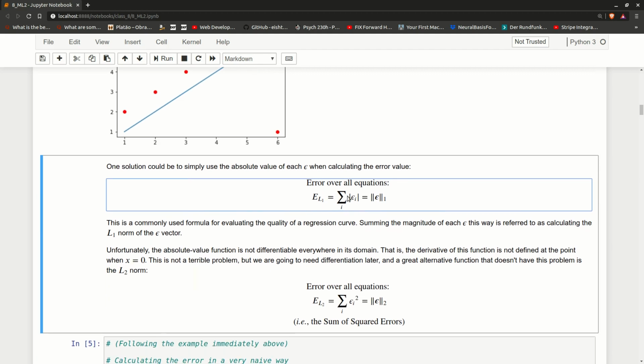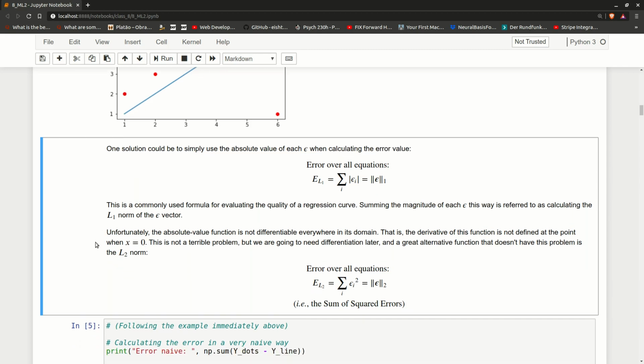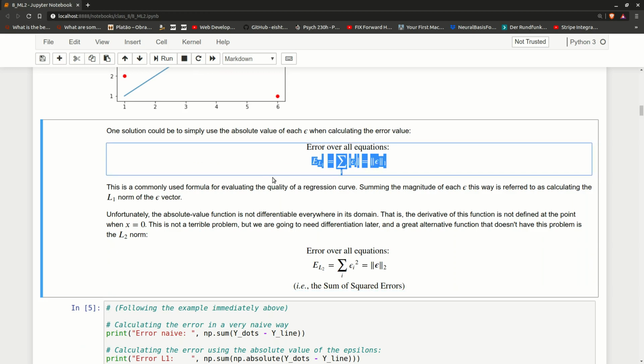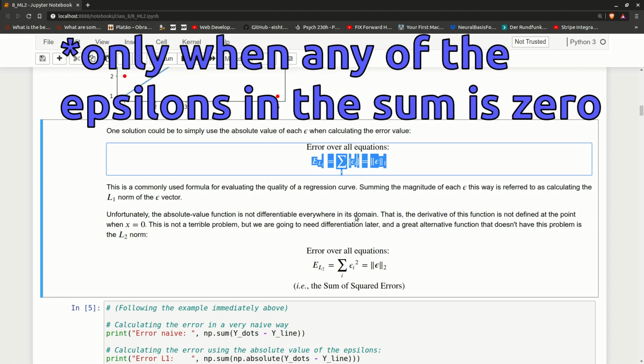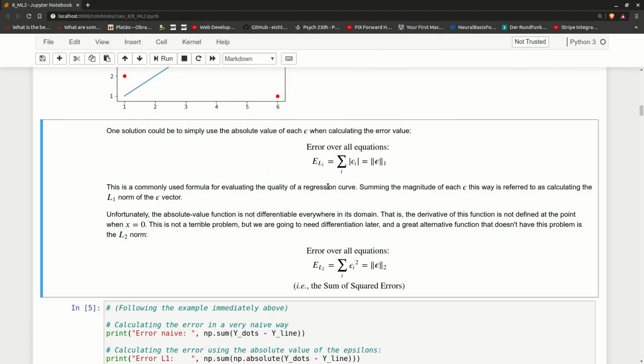And for this reason, instead of just getting the module, just getting the magnitude, we square the value. So it's the sum of the squared errors. And this is just a trick that makes the function continuous when x equals 0. And this will help us in the future to minimize this function. So this function is continuous in all other points, but with the module, only when this sum here equals 0, then it's not continuous. So this is the important part.